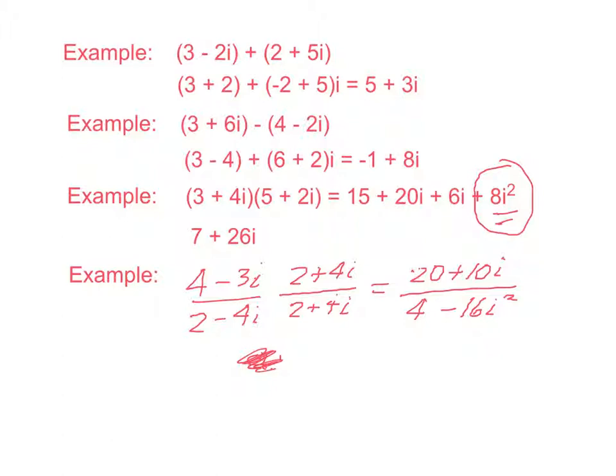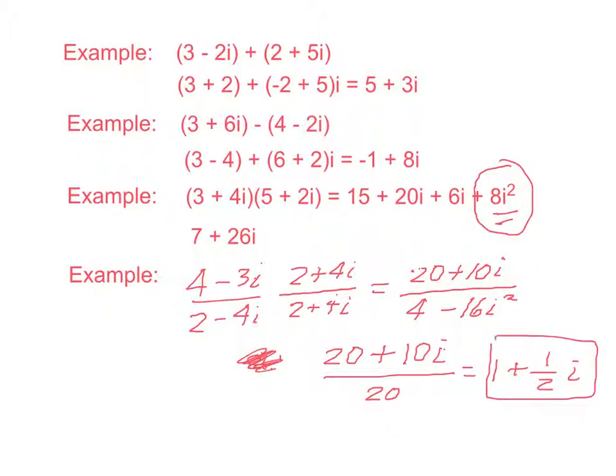Okay, and so over here we're going to write the final answer, which is going to be 20 plus 10i divided by 20. Which obviously we could simplify, and we could call this 1 plus 1/2 i. Because we always like to have our answers in the form a plus bi.